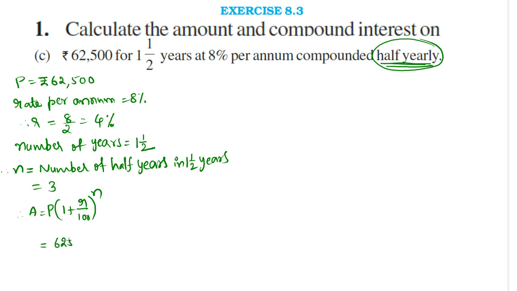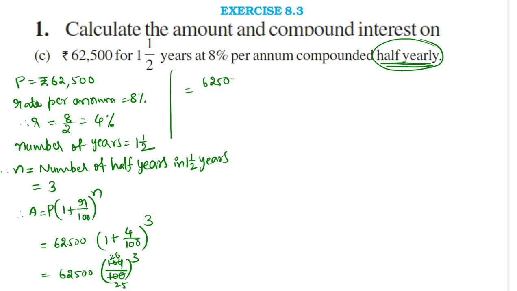This is equal to 62,500 into 1 plus R, which is how much? 4. 4 is per half year. So 4 by 100 whole to the power of n. N is 3. So this is equal to 62,500. We can cancel actually, or we can keep that one as 100 plus 4, 104, so 104 divided by 100 whole cube. We can cancel 4 times 25 and 4 times 26. So this is equal to 62,500 into 26 by 25 whole cube. That will be 26 by 25 into 26 by 25 into 26 by 25. If we calculate this one, we will get ₹70,304.